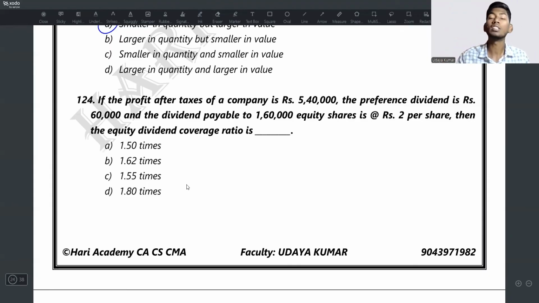Equity dividend coverage ratio is equal to profit after tax minus preference dividend divided by equity dividend. So what is the profit after tax here? You must look at the question clearly. Okay, 5,40,000. Clear? Just give me a second.